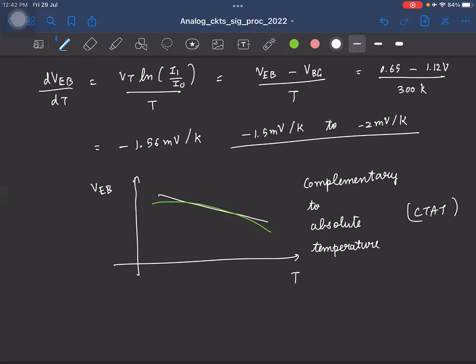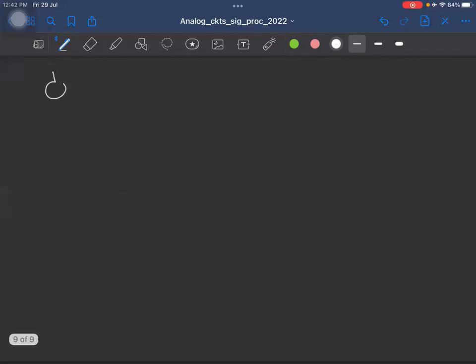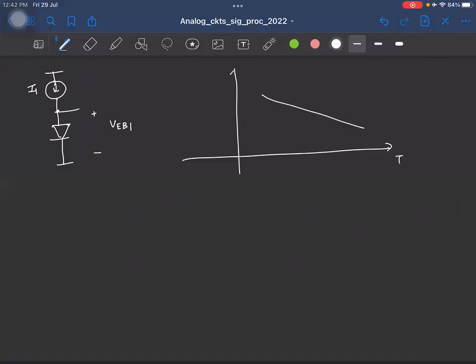Great. So to summarize what we have done so far, we try to generate a constant reference by passing a current through a forward bias diode. But we find that this VEB, I'll call it 1, is a CTAT voltage. That is, as you increase the temperature, the voltage reduces with temperature, right? So this is the characteristic you get. This is temperature, this is voltage. But I want a voltage that is kind of constant with temperature. Okay. But this is what we want. This is what we have.